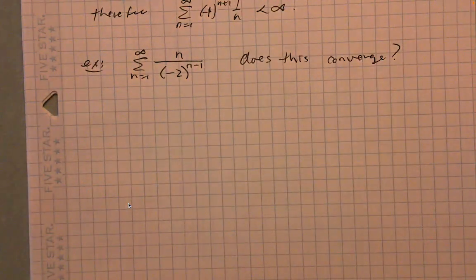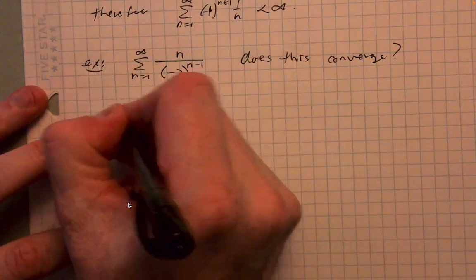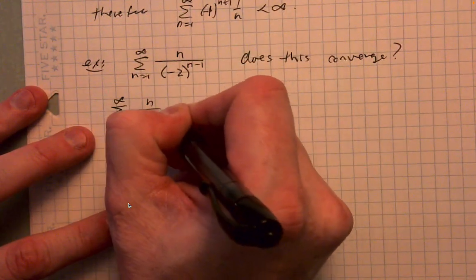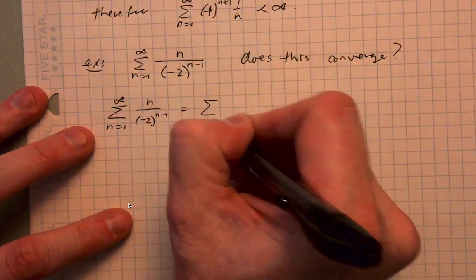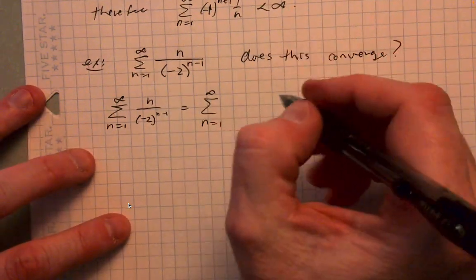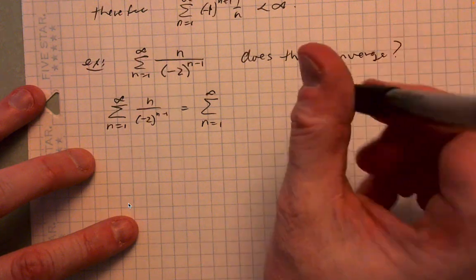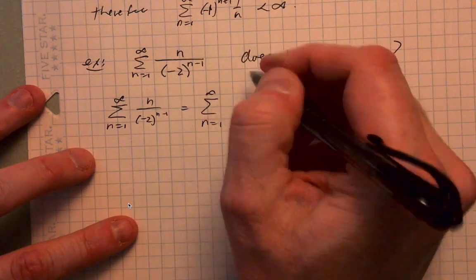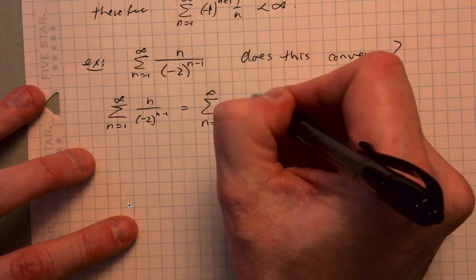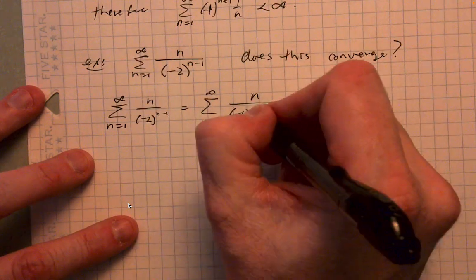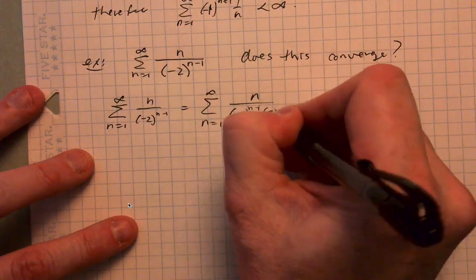Does this guy converge? Well, let's rewrite it first of all. So we have the sum from n equals 1 to infinity of n over negative 2 to the n minus 1 power. Let's rewrite it in a form that's a little bit nicer to look at. We'll just write it like this. We've got the n over the top, and then we'll just pull the negative 1 out down below. That'll be fine. So n over negative 1 to the n minus 1 and then 2 to the n minus 1.